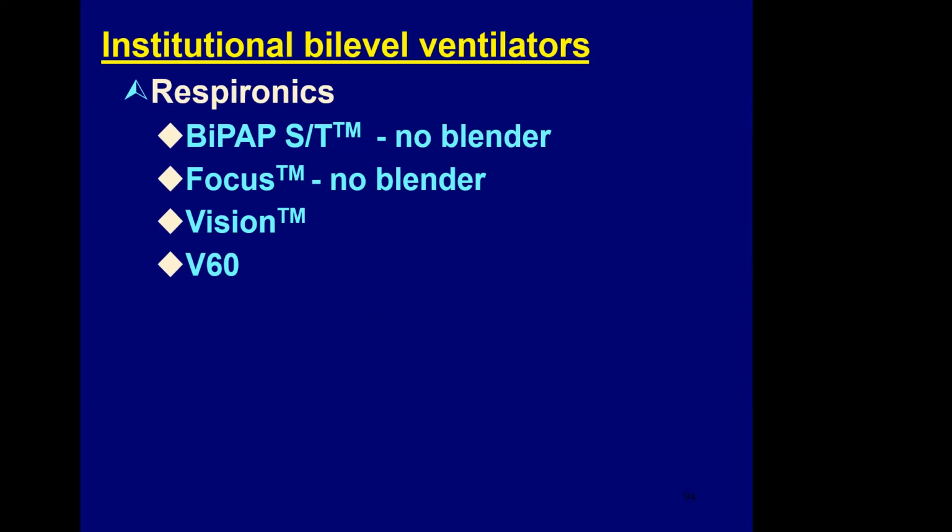Okay, some of the institutional BiPAP machines include the BiPAP ST, and I've used these many times, and they have no blender. The Respironics Focus also has no blender. Those with blenders include the Vision and the V60. These are all the newer BiPAP machines.